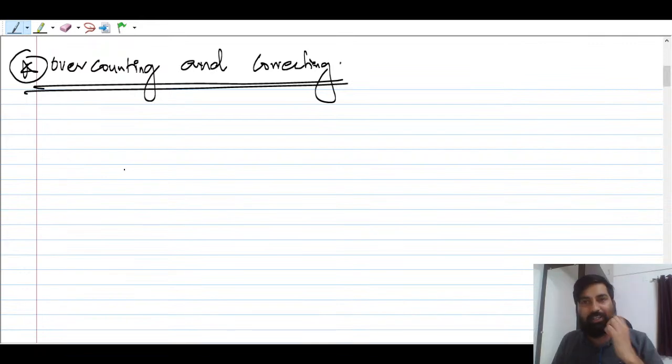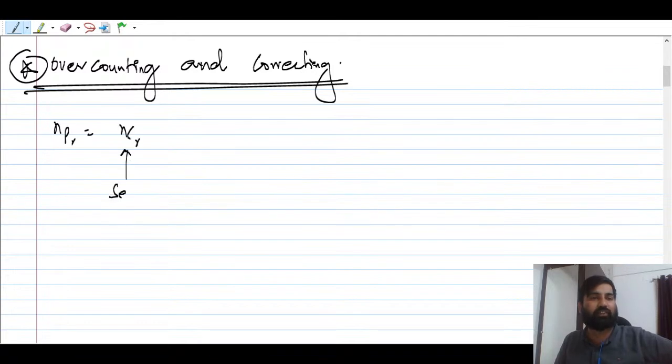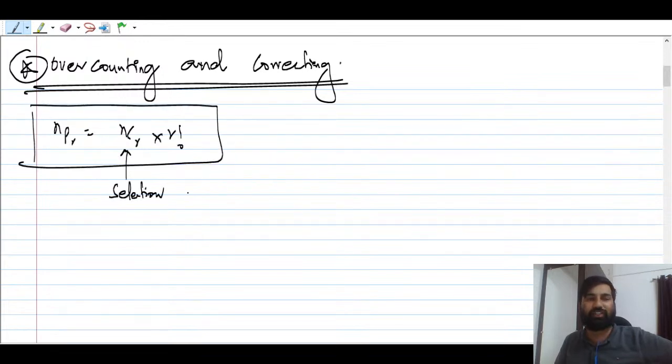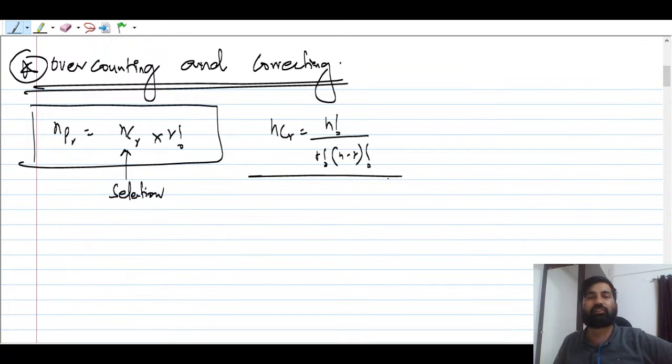So nPr and nCr: remember, nPr is first you select, which is called selection, and then you arrange it. Overall, this is named arrangement. And nCr is going to be n factorial divided by r factorial times (n minus r) factorial. Please remember these things so that you can solve any question.